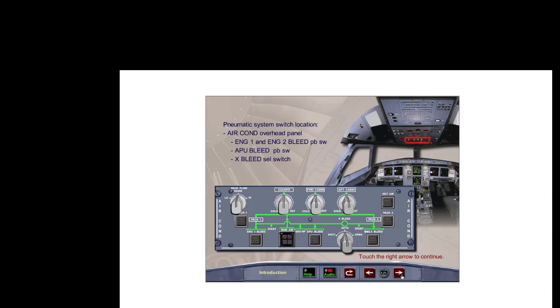The pneumatic system switches located on the overhead air conditioning panel include the Engine 1 and Engine 2 bleed push-button switches, the APU bleed push-button switch, and the cross-bleed selector switch.